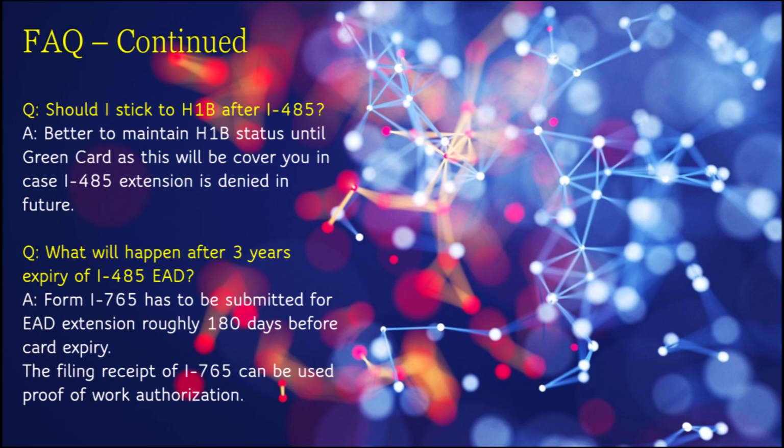So the next question is, what will happen after 3 years when the I-485 EAD expires? Within 6 months before the EAD expiry, the form I-765 can be submitted for EAD extension. In case the EAD expires after filing the I-765, the I-765 receipt can be used as proof of work authorization.